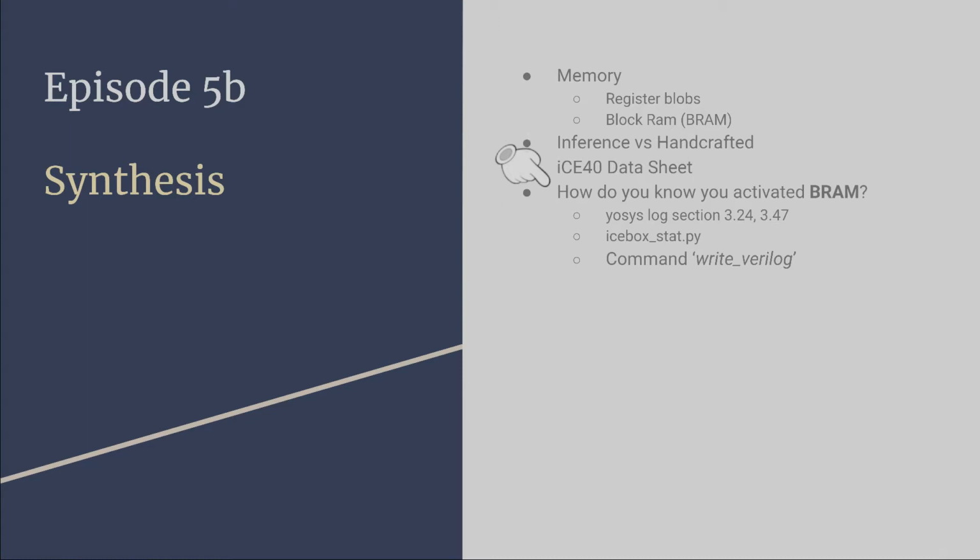We will also finally look at how we know we've activated the BRAM sections. We'll take a look at Yosys's output logs, NextPNR's output, and we might use the Icebox stat tool to look at what was generated. And most importantly, we'll look at the write Verilog command that we'll send to Yosys.